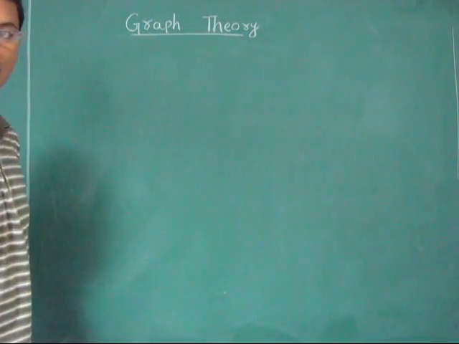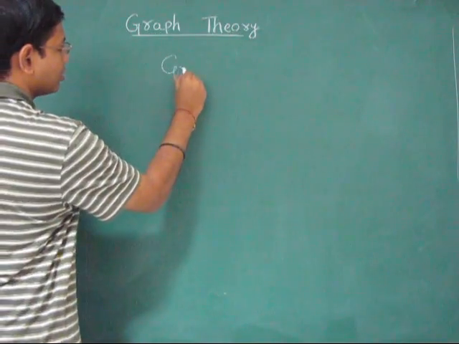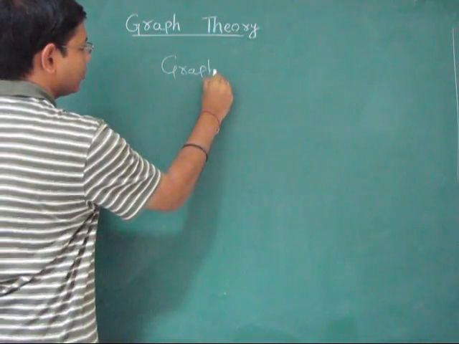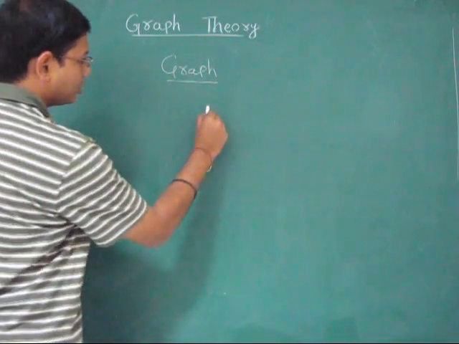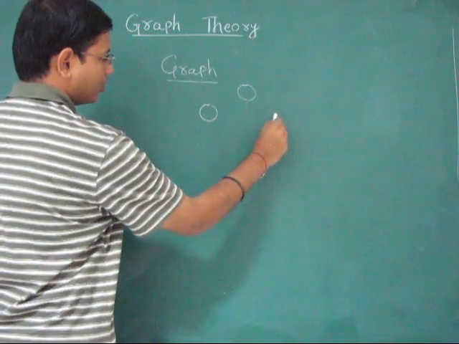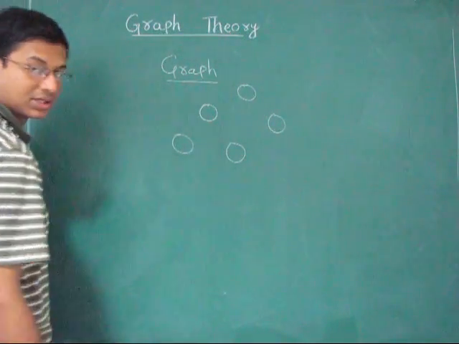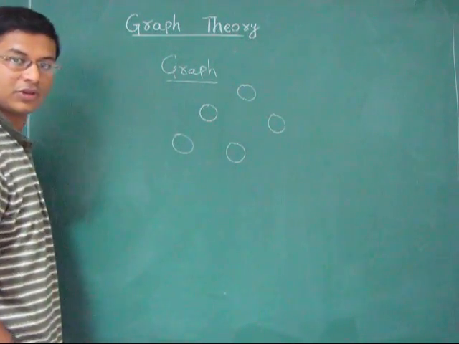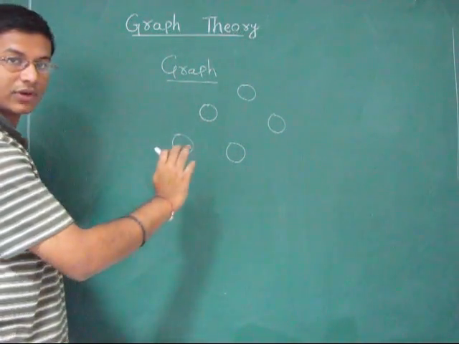So now we will look into graph theory. So the first thing is, what do we mean by a graph? There are many objects. Let's say we have a collection of objects, and if there is a relation between those objects, we can model those objects in terms of a graph.